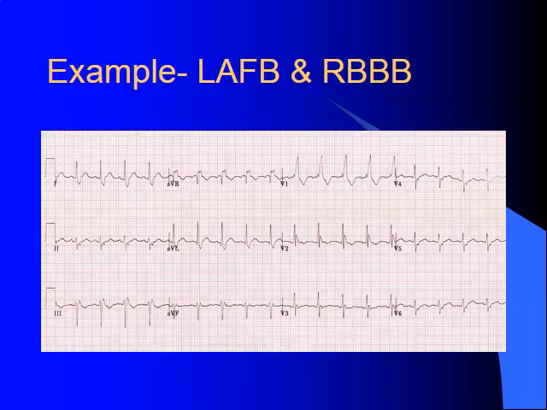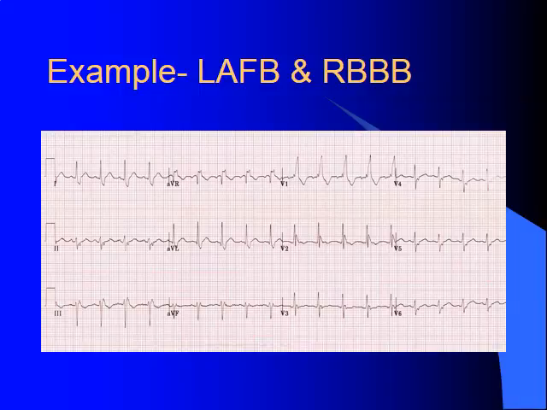So here we have our example of a left anterior fascicular block and a right bundle branch block together. We look for our small Q waves. We do have them in AVL, not as noticeable in lead 1. We have an R wave in lead 3 and a deep S wave. And we have our left axis deviation. Looks like our axis is about negative 30 degrees.